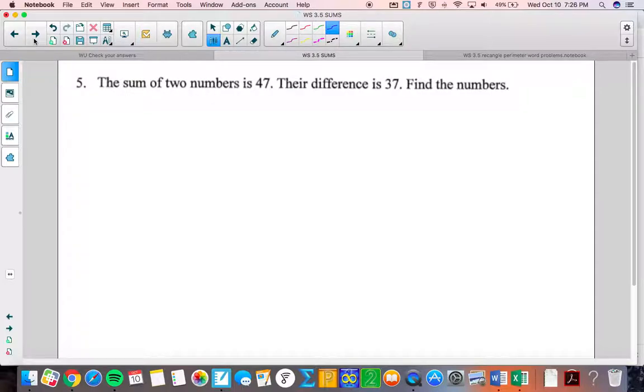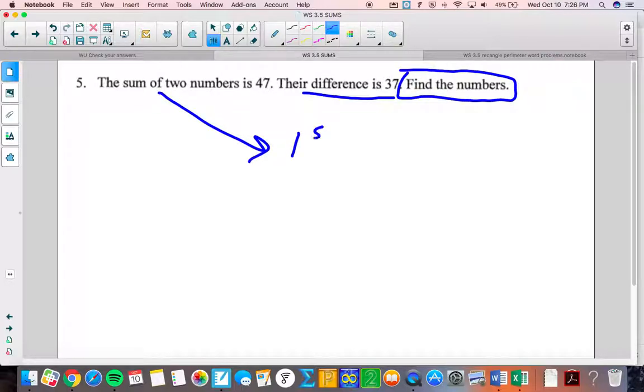Number 5. The sum of two numbers is 47. Their difference is 37. Find the two numbers. So I have two numbers. I need to find them. This gives me a verbal model that the first number plus the second number is 47. They add to 47. So this one's kind of weird. So we have a first number and a second number.